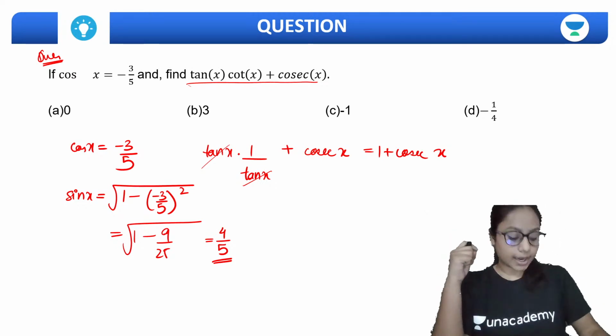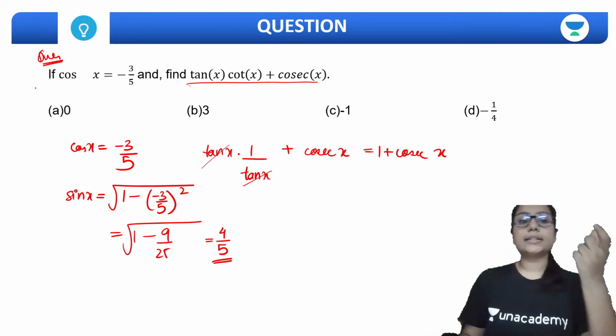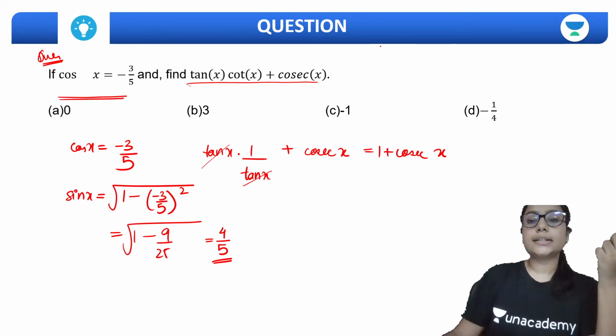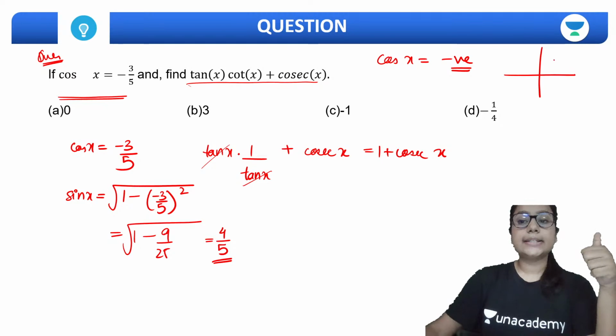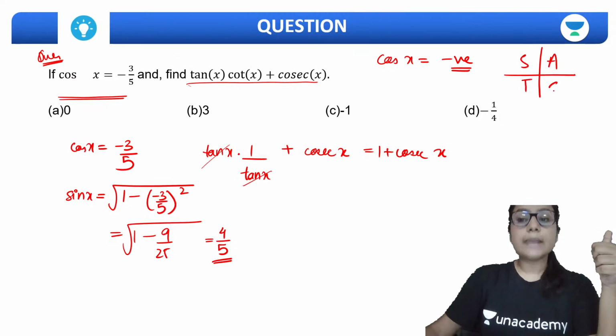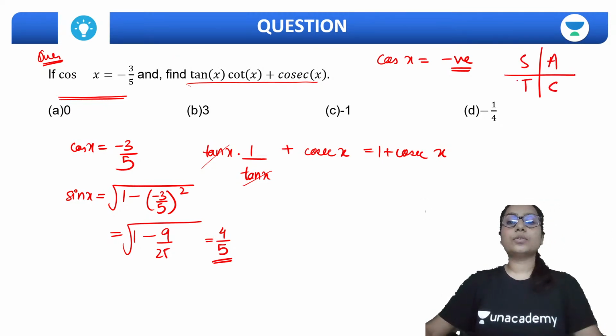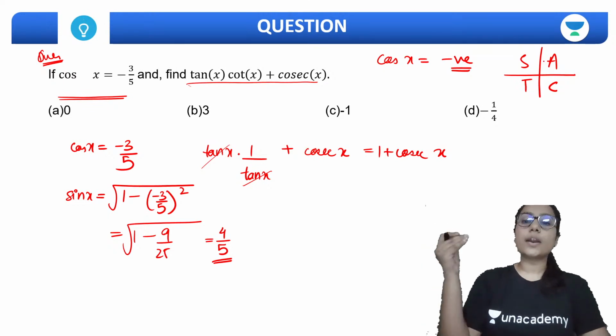Answer option में नहीं है. See, understand this thing. Here the value of cos x is negative. Now we discussed about the ASTC rule. Okay, can you tell me cos कौन से quadrant में negative होता है? Cos की value किस quadrant में negative है?